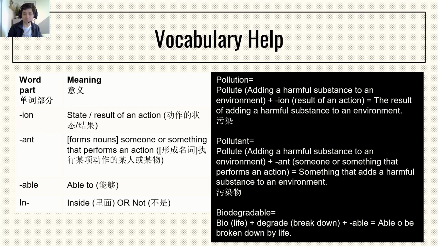So to pollute is adding a harmful substance to an environment. Then ION, if you put them together, is the result of adding a harmful substance to an environment. Whereas a pollutant is something that adds a harmful substance to an environment. So the pollutant is basically the thing that pollutes, so it becomes a noun.